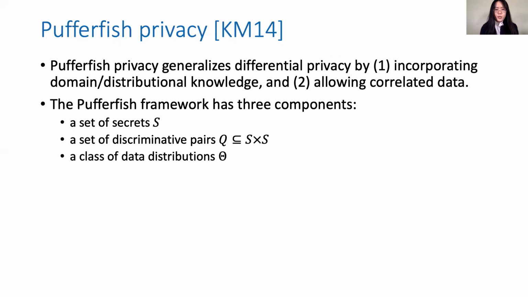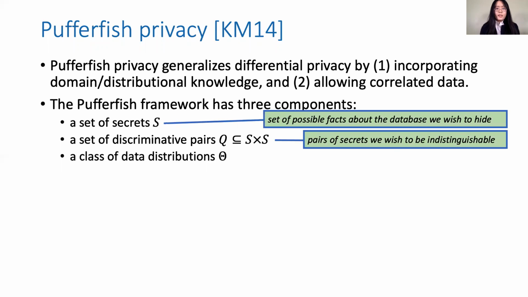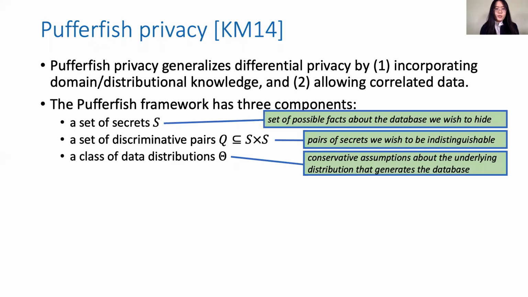The Pufferfish framework has three components: a set of secrets S, which is a set of possible facts about the database we wish to hide. A set of discriminative pairs, which are pairs of secrets we wish to be indistinguishable. And a class of data distributions Theta, which captures conservative assumptions about the underlying distribution that generates the database.